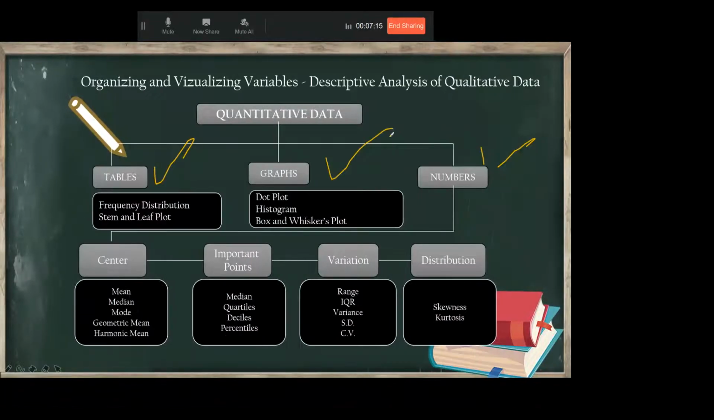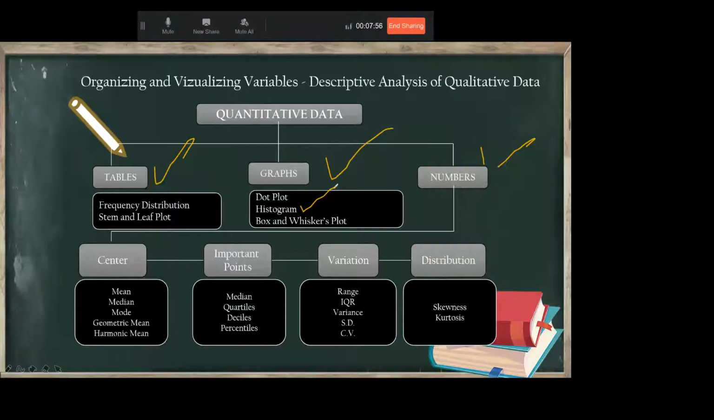Then we learned about the quantitative data, that is also through tables, graphs, and numbers. There we learned how to make a frequency distribution along with its features and importance in statistical analysis. We also learned how to give a graphical presentation, that is through a histogram, which basically shows us the shape of the distribution and locates the midpoint of the distribution.